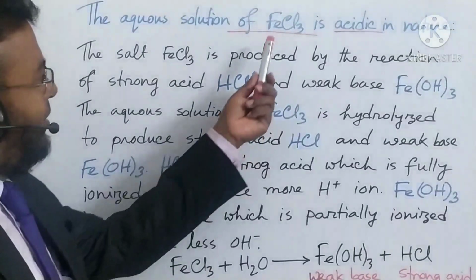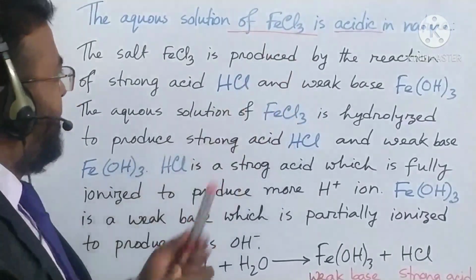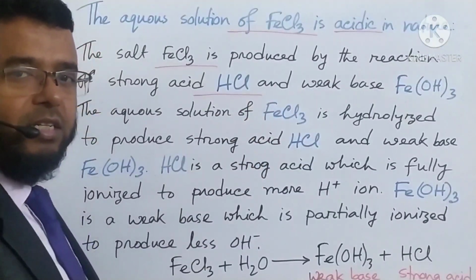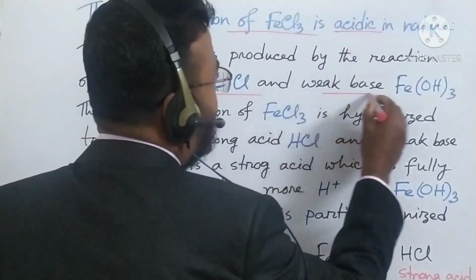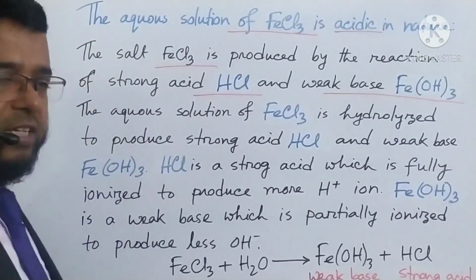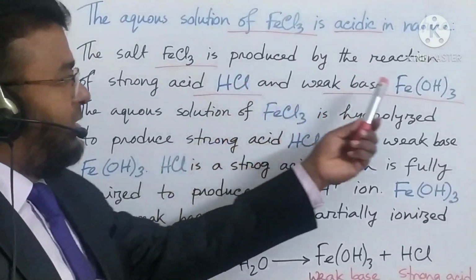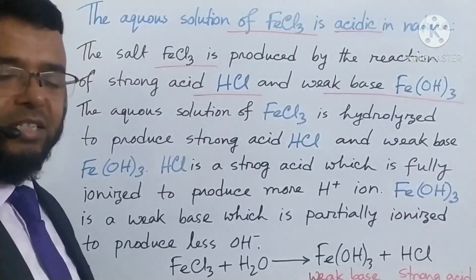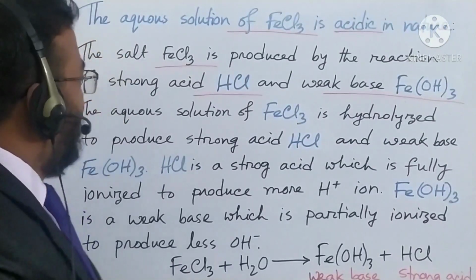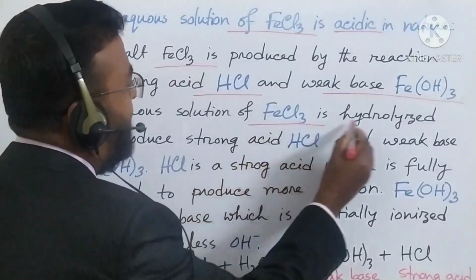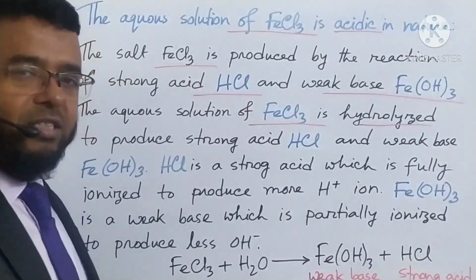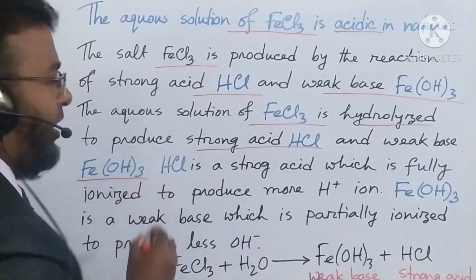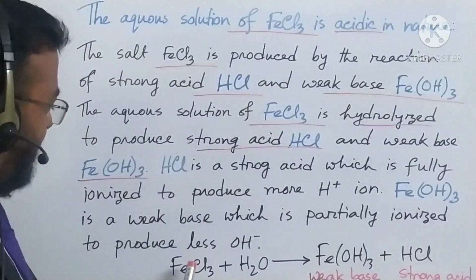So first of all, how is the salt ferric chloride produced? The salt ferric chloride is produced by the reaction of strong acid hydrochloric acid and weak base ferric hydroxide. If this is acid and this is base, these two react together to produce ferric chloride salt, and it is a neutralization reaction, I have told. Now the aqueous solution of ferric chloride also shows hydrolysis reaction to produce strong acid hydrochloric acid and weak base ferric hydroxide. See, I have written the reaction also.